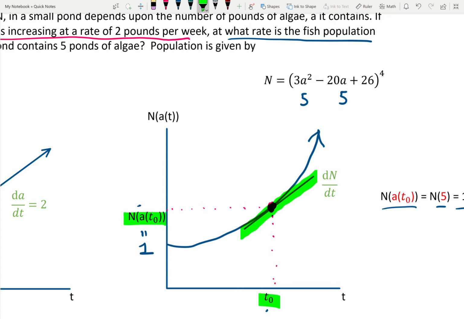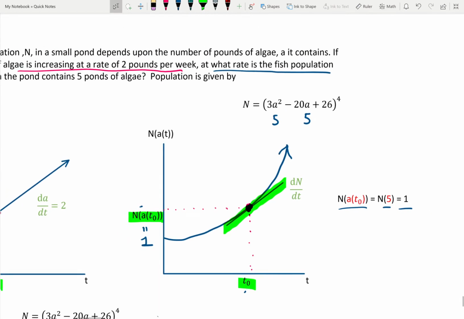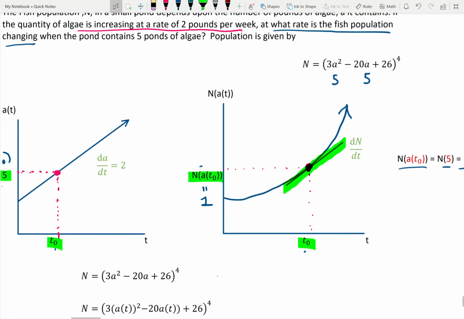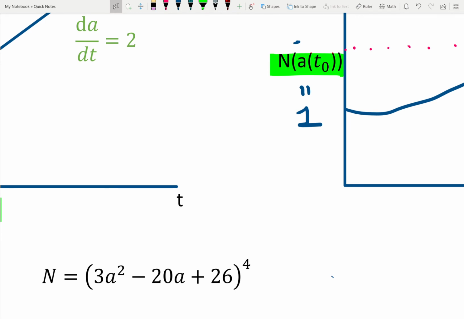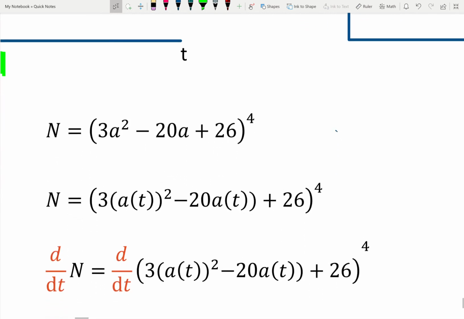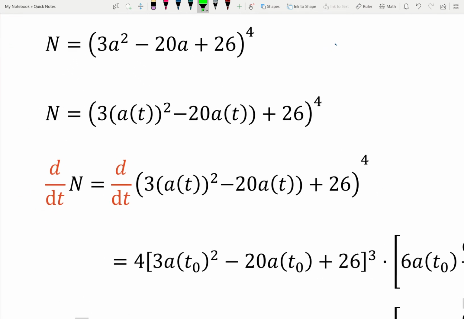Okay, so we have a lot of things already figured out or given to us. We don't have to do much work, honestly, for this question. So we're trying to figure out what dN/dt is. So what I'm going to do is come down here, and in order to find dN/dt, I'm going to take the derivative of both sides with respect to t. Notice how before I did that, I changed all my a's to a of t's. So I take the derivative with respect to t on both sides. On the left-hand side, all I have is dN/dt, which is what I'm trying to solve for.